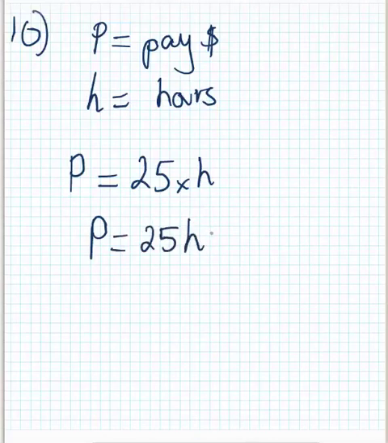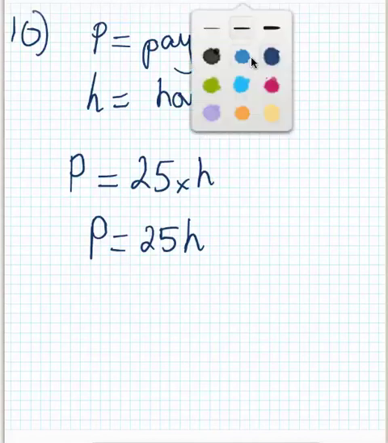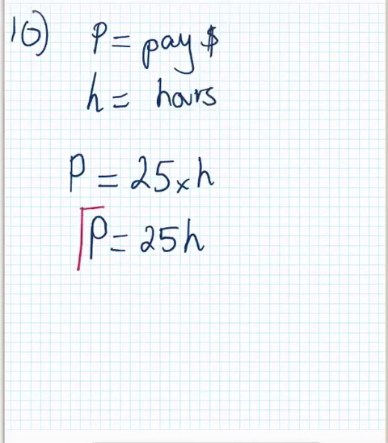That's how easy it is to write an equation. And let's see if it works. If she worked 2 hours, well, if H is 2, 25 times 2 is 50. Her pay will be $50. But you have to be able to write an equation and understand how to do that.